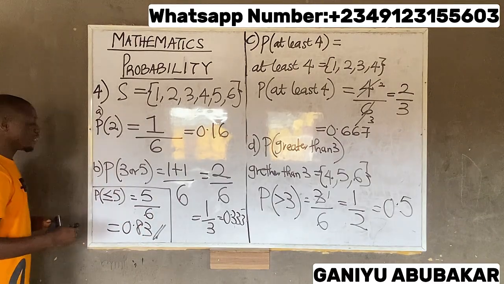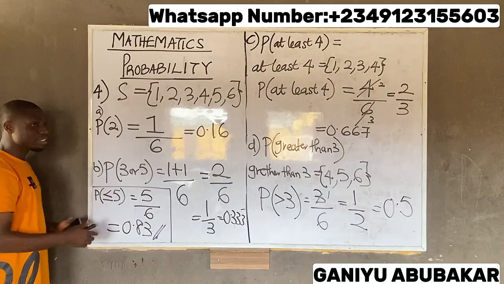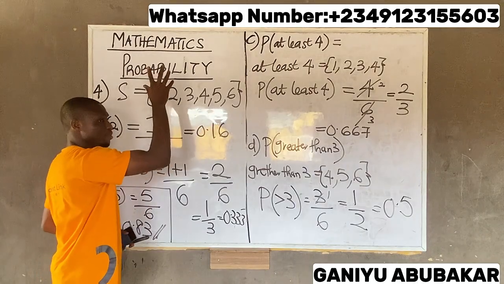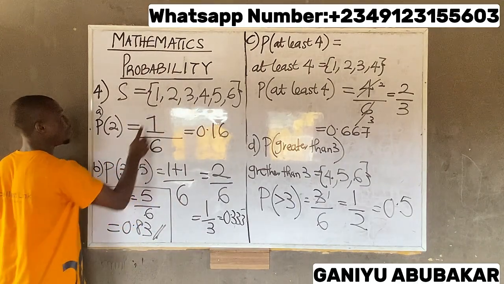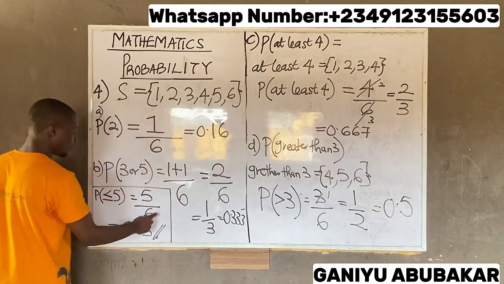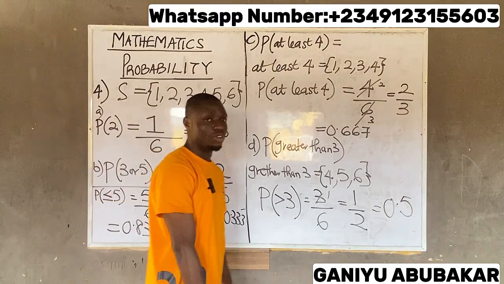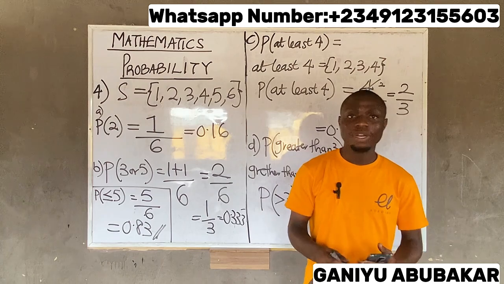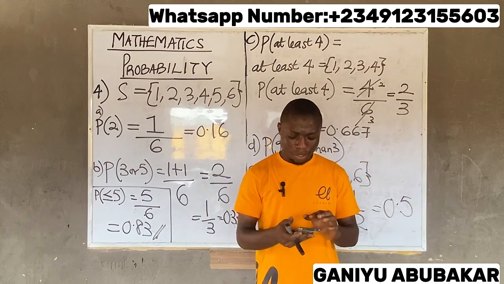Alright. Less than or equal to 5 means 1 to 5. That's the meaning. So the probability becomes, how many are they? 1, 2, 3, 4, 5. That's 5 over 6. So you have this as your answer. This is how you solve problems in the study of probability.